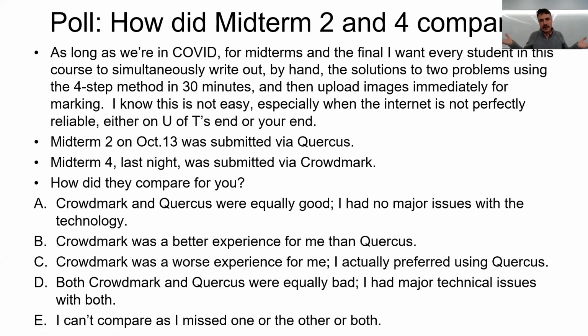Was it A, they were equally good, you didn't have technical issues really, given my constraints at the top there. I know it's not pleasant to do a simultaneous thing, but anyway, so B would be CrowdMark was a better experience for you than Quarkus for technical reasons. C would be CrowdMark was actually a worse experience for you based on these technical things. And then D would be that both CrowdMark and Quarkus were equally bad. You had major technical issues uploading your images for both. Or E would be you can't compare for some reason.